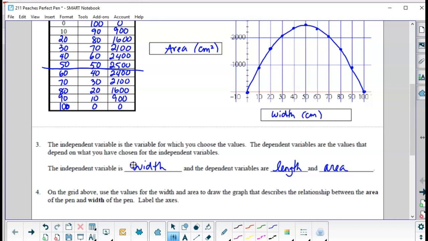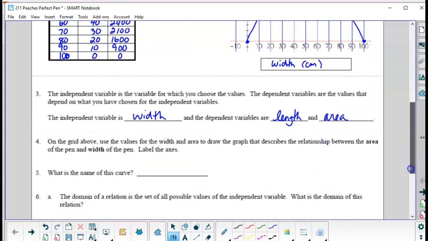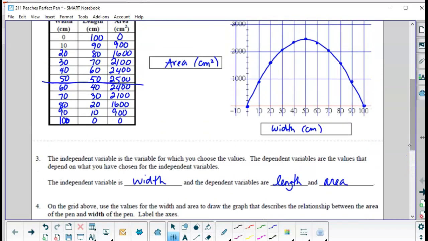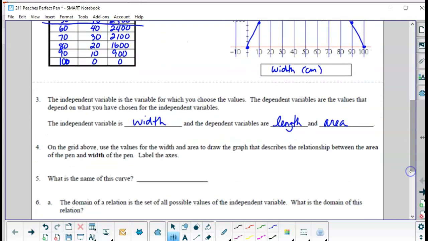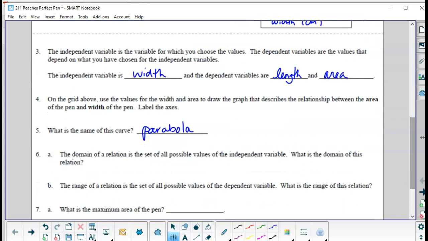So on the grid above, use the values for the width and area to draw a graph. We've done that. Label the axes. We've done that. Okay, the name of this curve. If you haven't heard of it before, I think we've talked about it back in 10 IB. It's a parabola. That's a special name for a quadratic function. So parabola. The domain of a relation is the set of all possible values of the independent variable. So what's the domain of this relation?